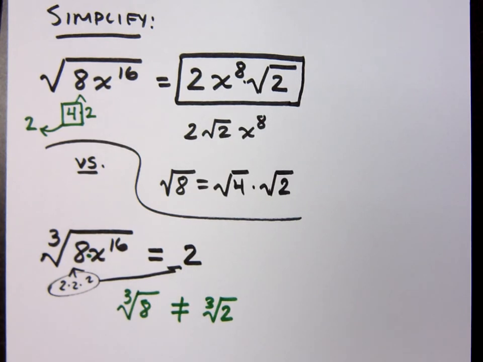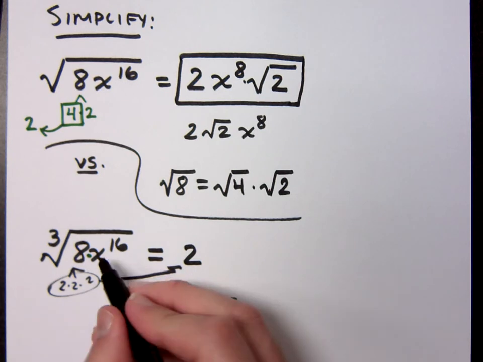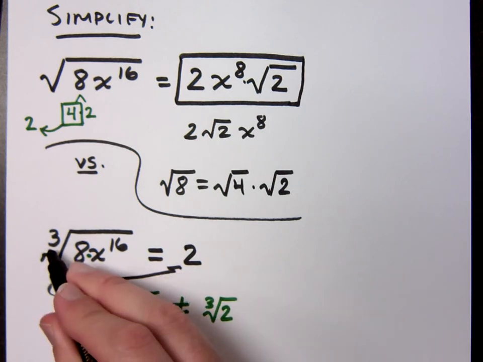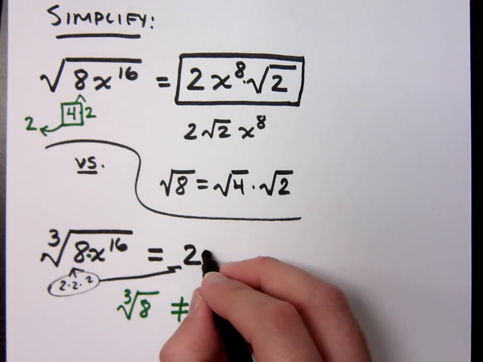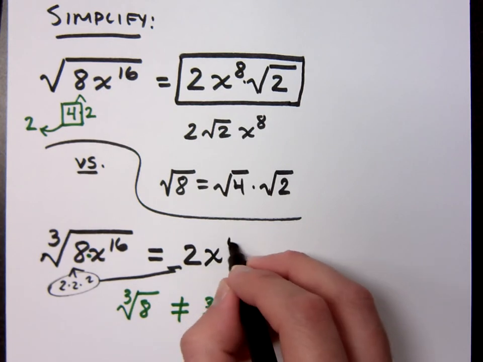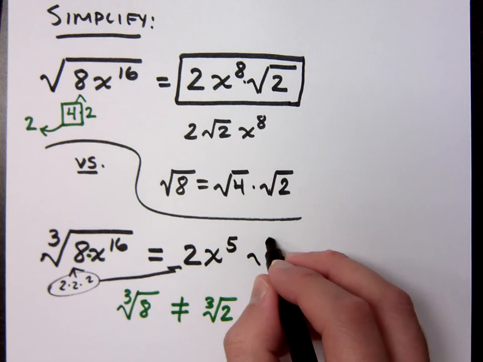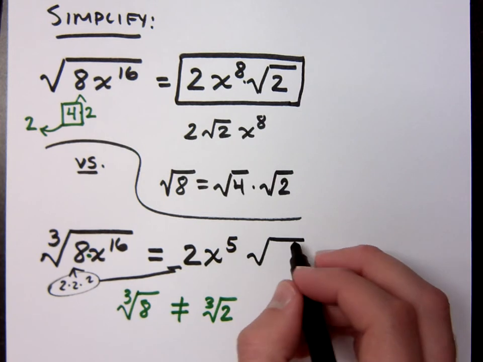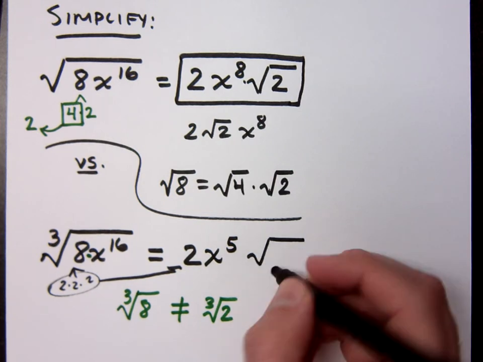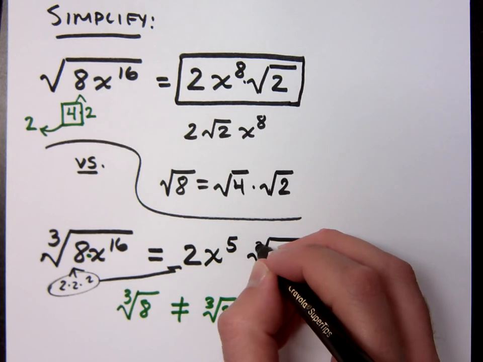When it comes to exponents, though, the rules are a little bit different. They're usually a little bit easier, because I just have to take this exponent and divide it by the index. So what do I get there? 5. X to the 5th. So I have x to the 5th, but I still have some stuff left over, right? What's this called? The index is 3. It's called the cube root.